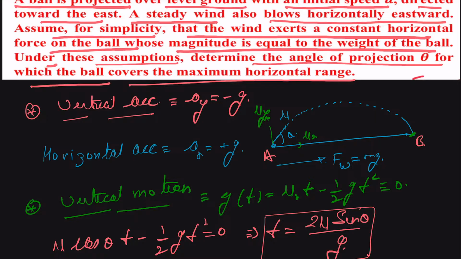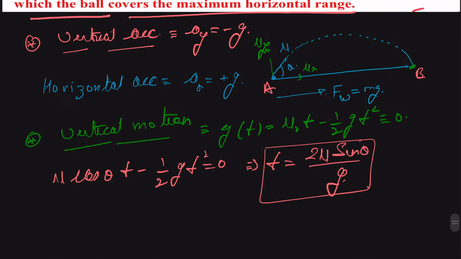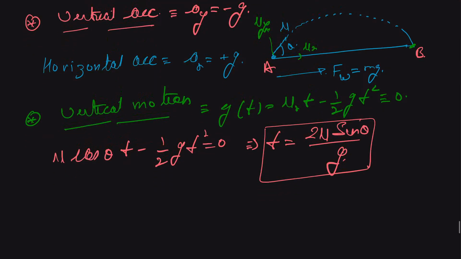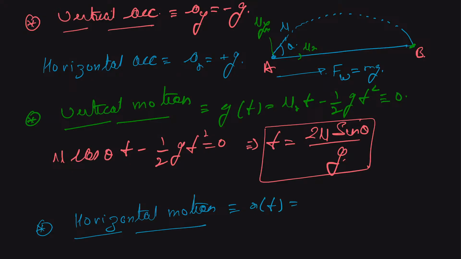And now we come to our horizontal motion. So for horizontal motion, we can write the equation as our x of t is our horizontal velocity, which is u cos of theta, multiplied by t, and this comes as plus half g t square.